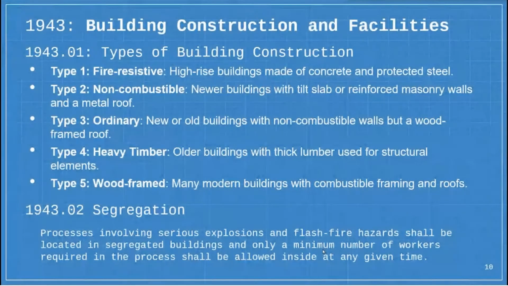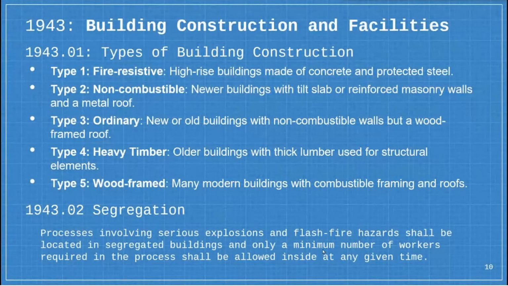Ang main example natin dito is yung mga simbahan na mga luma na and yung mga lumang bahay na merong mga thick na lumber dahil nung mga panahon na yon, meron pa silang nakukuha na supply ng old wood, old trees na pwedeng gamiting lumber noon. Kaya type 5, wood framed, many modern building with combustible framing and roof. So ito yung mga modern na bahay which consist of wood lang, mga light materials.